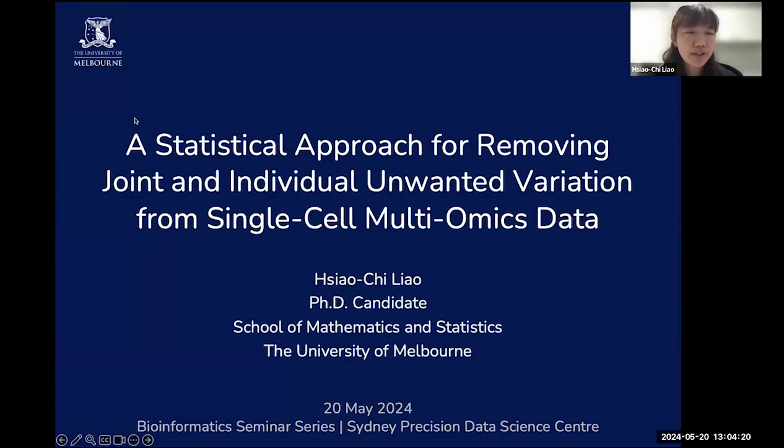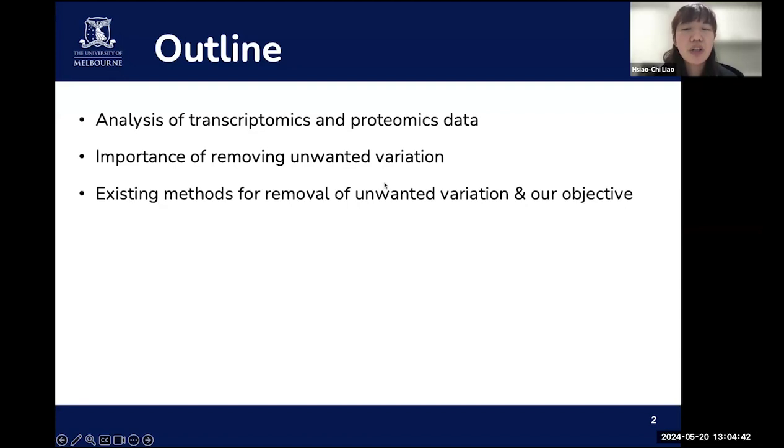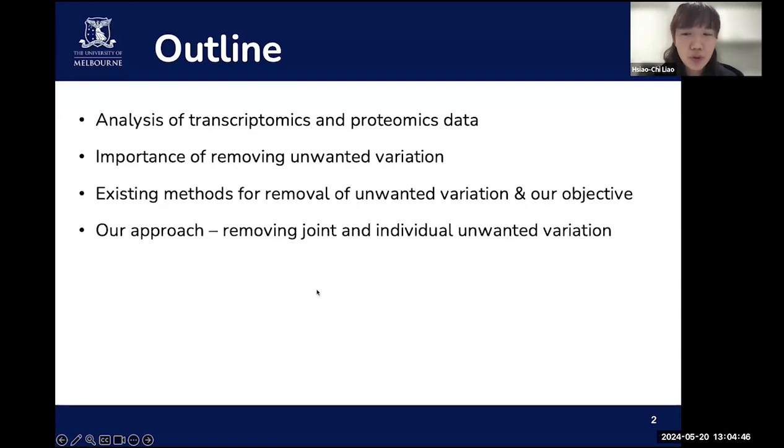Today I'll be talking about a statistical approach for removing joint and individual unwanted variation from single-cell multi-omics data. So I'll start by talking about multi-modal analysis using transcriptomics and proteomics data. Then I'll address the importance of removing unwanted variation from the data and what the current methods for this task are. Then I'll introduce our approach and show some benchmarking results, and finally the discussion.